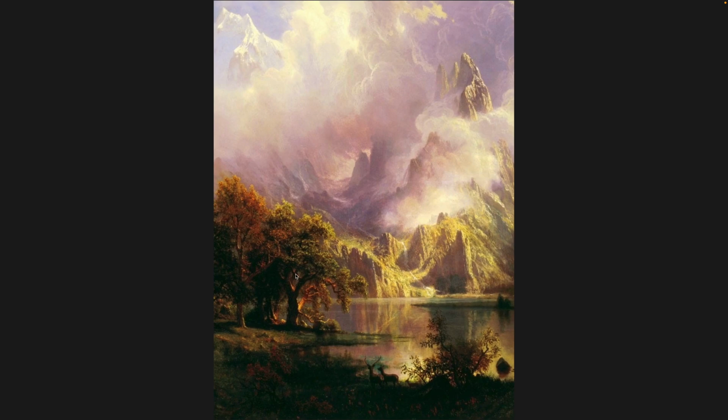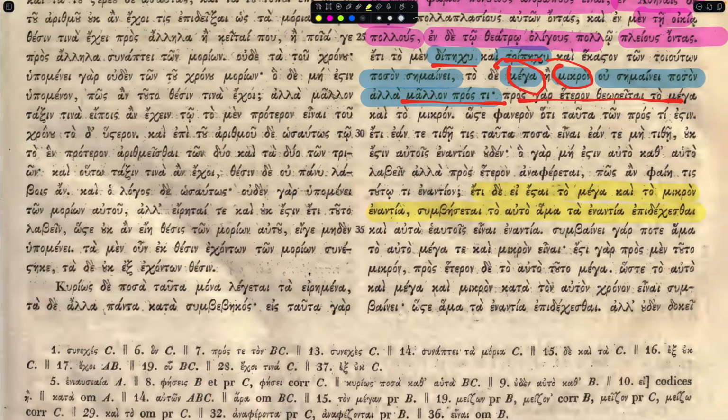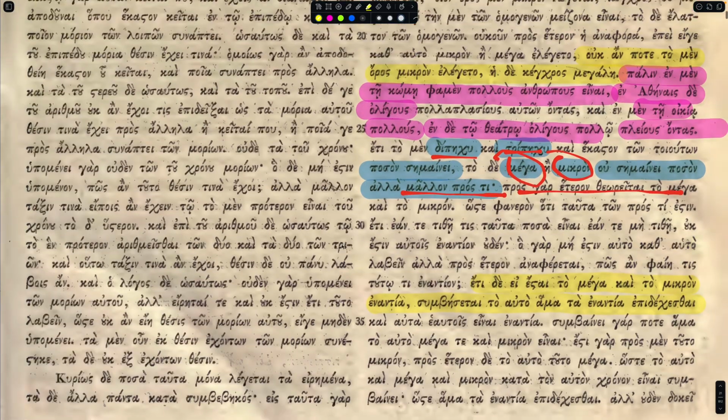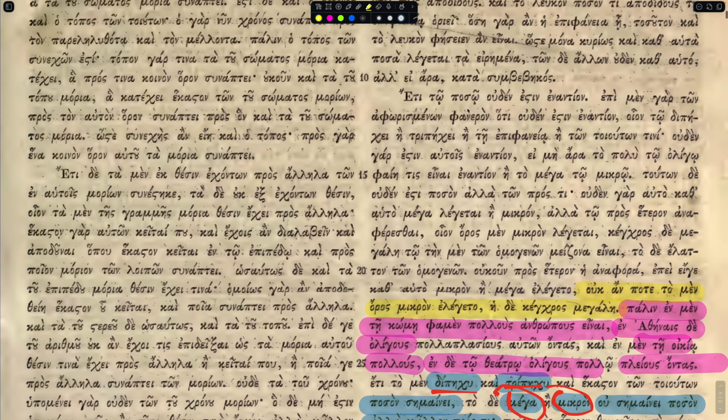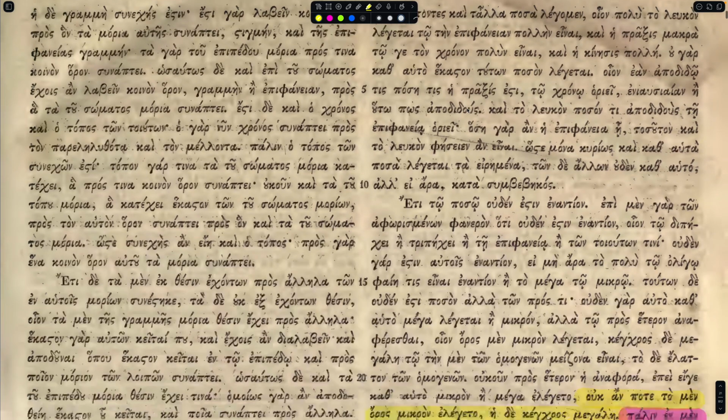And numbers don't have contraries, right? That's the curious rule that we learned before. It's somewhere up here that numbers don't have contraries, okay?